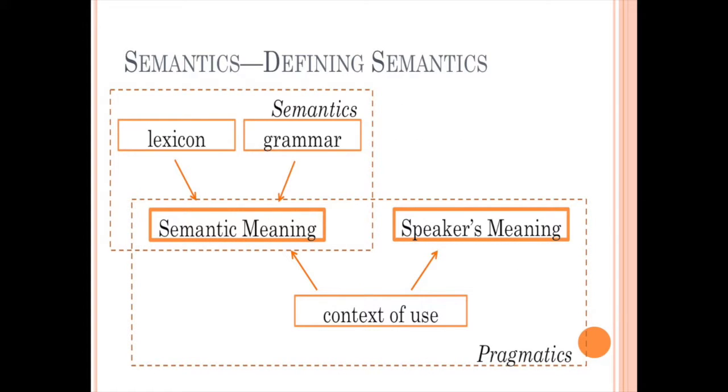This diagram illustrates the overlap and the difference between the two. The area of linguistics represented by the dash box at the top is semantics. The aspect of meaning studied here is the semantic meaning, which is informed by the lexicon, the words chosen, and the grammar, how those words are put together in the sentence. While context of use is relevant, it is less focused on in semantics.